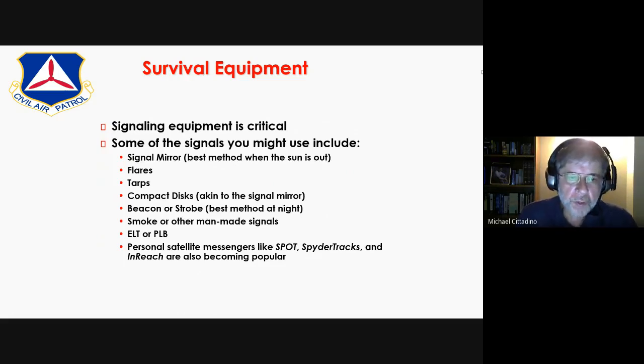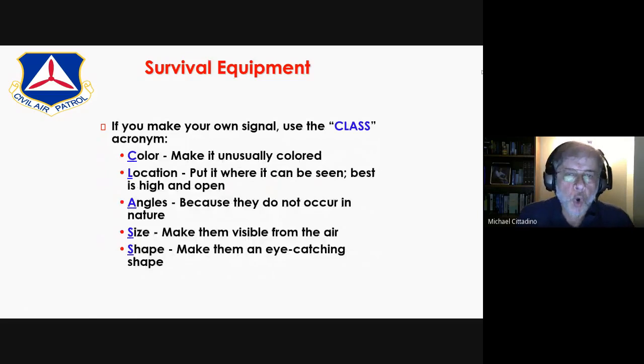You already hopefully would have a PLB and the aircraft's ELT should be running. You also may have your phones, as I said, and maybe a portable radio that you're going to use to try to signal for help. Calling up and then trying to signal by making yourself seen, using a signal mirror or some sort of signage. If you're going to make your own signal, use the CLASS acronym.